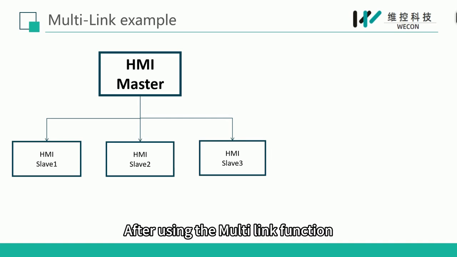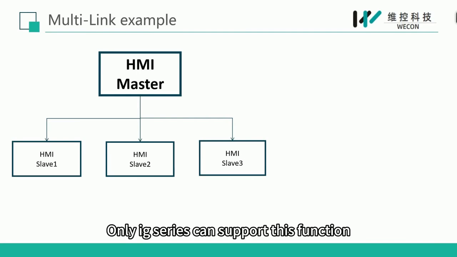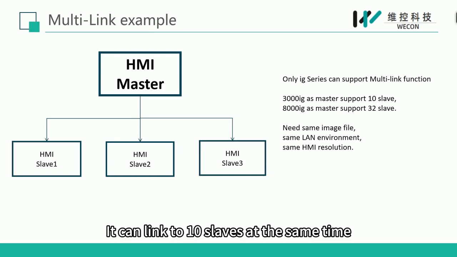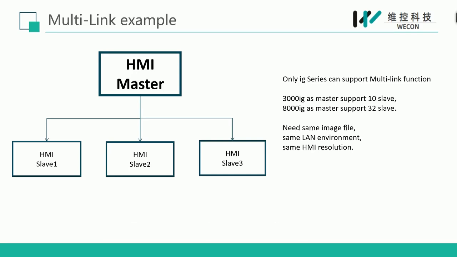After using the multi-link function, the slaves can control and view the project of the master. Only the IG series can support this function. If a 3000 IG is used as a master, it can link to 10 slaves at the same time. For the 8000 IG, the number is 32.